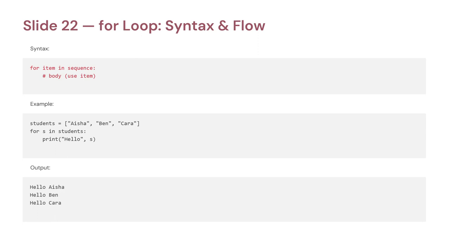Important concept, iteration. The process of going through each item one by one is called iteration. So when we say the loop iterates through the list, it means the loop visits every element in the list.